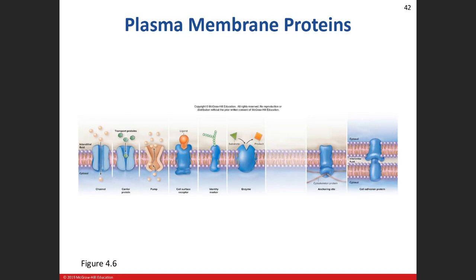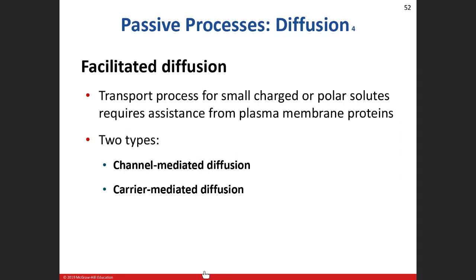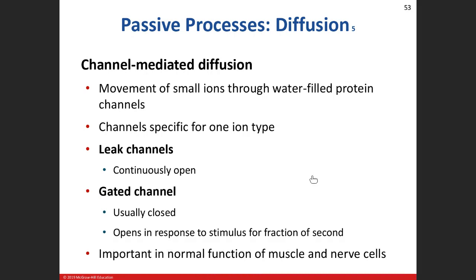When we were talking about the proteins briefly. Right here is an example of a channel. It's like a tube that we stuck right in the plasma membrane, and stuff can move through that tube. That's a channel-mediated protein. So let's start off with what the different types of channel-mediated diffusion are.